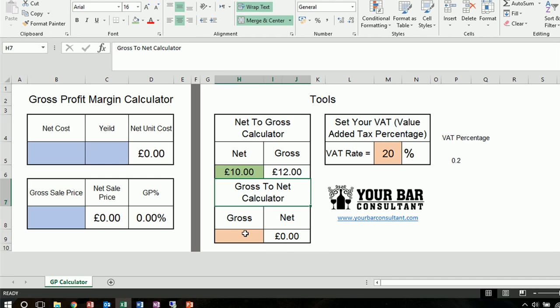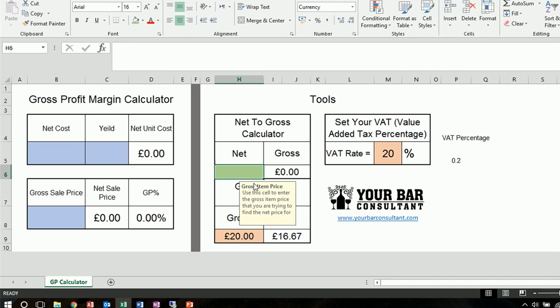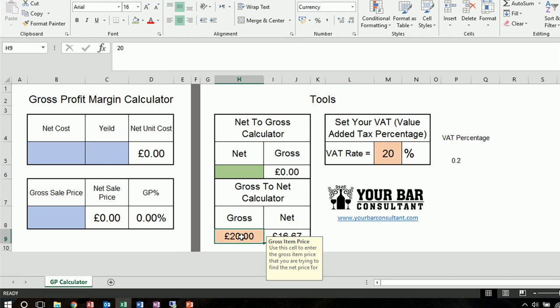And then you can do the reverse of that as well. If you've got the gross cost of something and you want to take the VAT off it, let's just use the same figures. Let's just say 12, and we press enter, and it goes down to 10. Or if you bought something that was 20 and you wanted to remove the VAT, again, it will go down to 16.67, which you probably remember is the figure that we had in the example before.